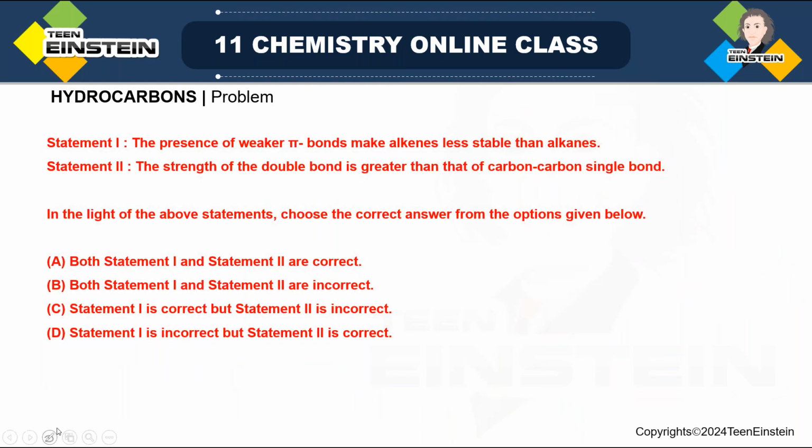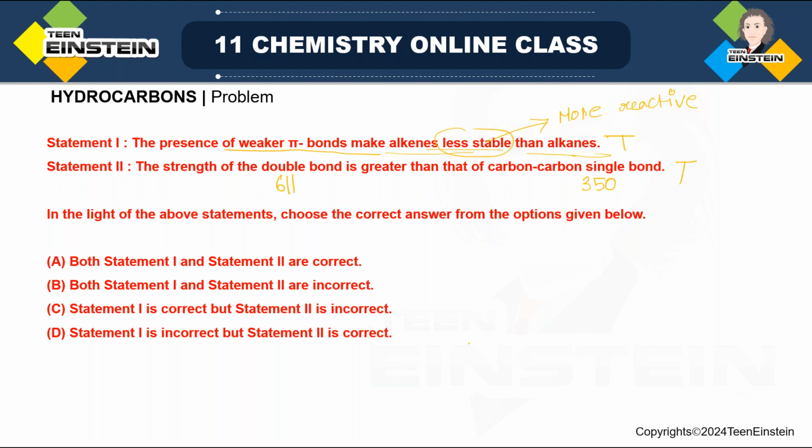Now we have a question related to this. Statement 1 is saying presence of weaker pi bonds make alkenes less stable than alkanes. Now less stable means what? They are more reactive. Now this is obviously true. Less stable means more reactive. Stable means inert nature. This is true. Come to the second statement. Strength of double bond is greater than that of carbon-carbon single bond. And that we have just seen. This is 611 average value, kilojoule per mole. This is 350. So this is also true, isn't it?